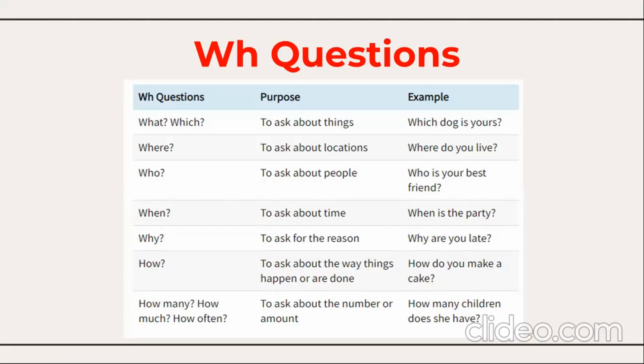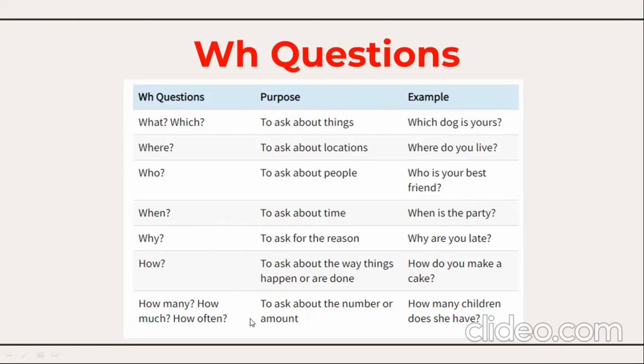So let's understand what each WH question expects. For example, the WH word what, which, its purpose is asking about something. For example, which dog is yours? Where, it's asking about some location. Example, where do you live? Who, it's asking about the people, like who is your best friend? When, it's asking about time, when is a party? Why, it's asking the reason, why are you late? How, it's asking about the way things happen. How did you do this work? For example, how do you make a cake?